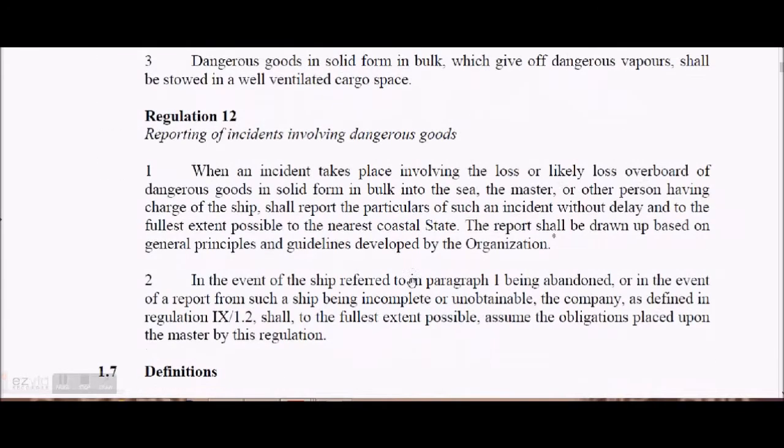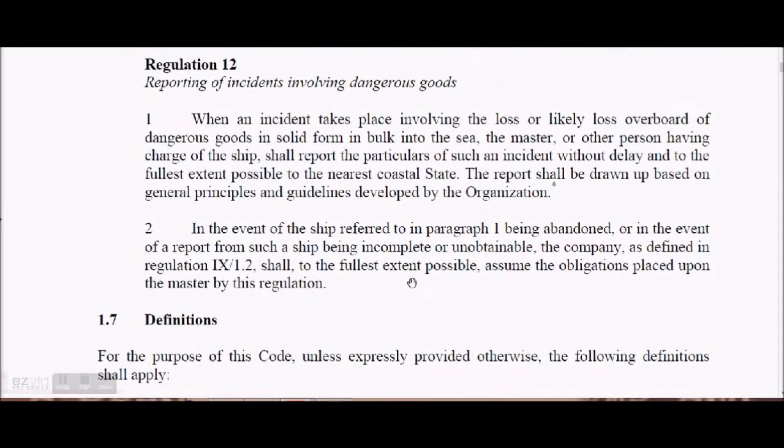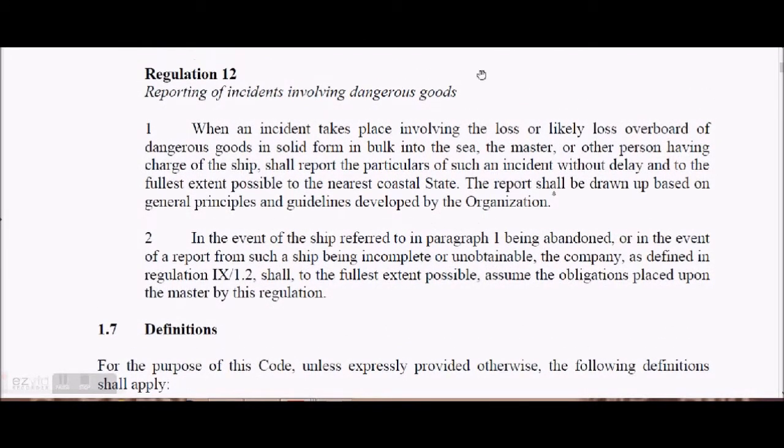Incident reporting is only in the IMDG. Just to remind you one more time, the reporting of incidents involving dangerous goods is always only given in the IMDG Code. That's why all ships carry the IMDG Code.